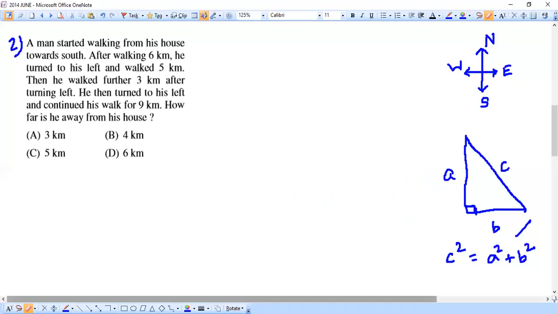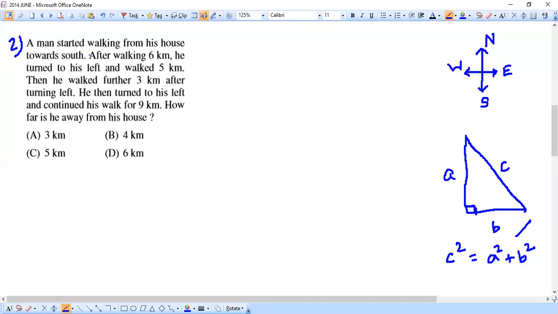As I told, just remember these two things, they are really important: one is pointing the directions and the other is usage of this formula. These two things are basically important for us to solve any directions question. So now let us come to the question.